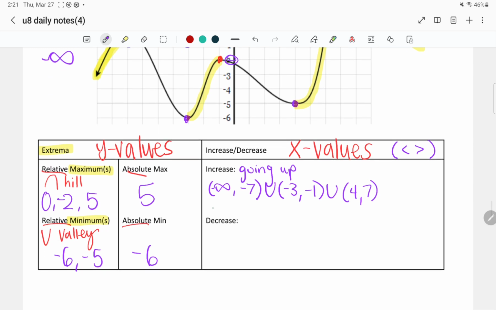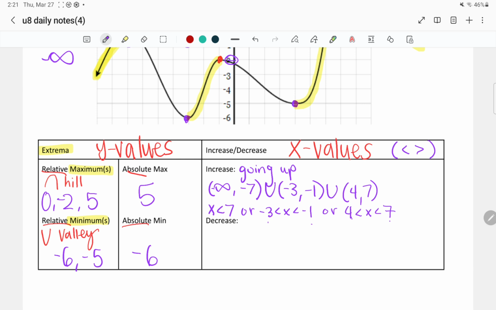Okay, we would write this as x is less than -7, or -3 less than x less than -1, or 4 less than x less than 7. So I did that with all less than signs because I put the first number as the smallest number and the second number as the bigger number. 4, 7, -3, -1. Okay.